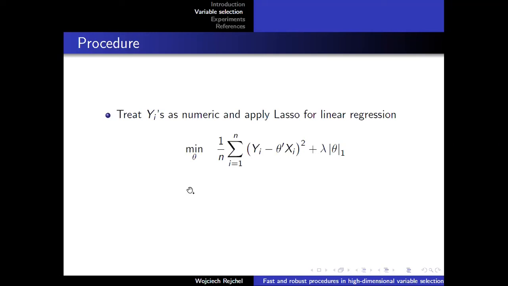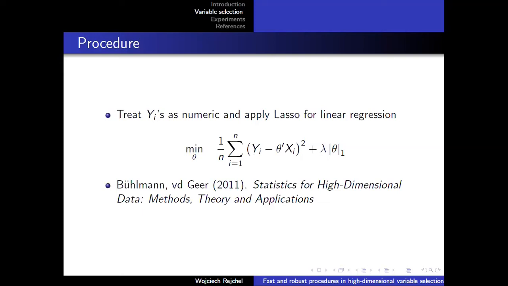This is just taking your labels and putting them into the standard Lasso. So we take 0, 1 and put it here. And you can do it very quickly, much quicker than the logistic regression. And this procedure is very well known. It was used, for instance, in these books to analyze some real data.